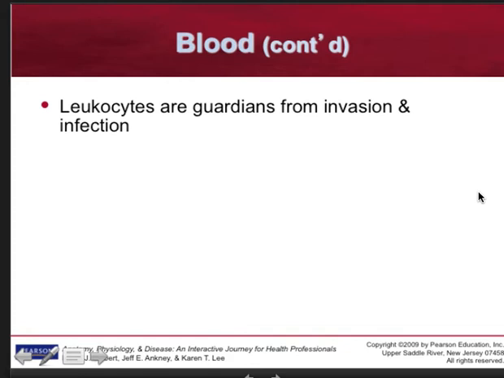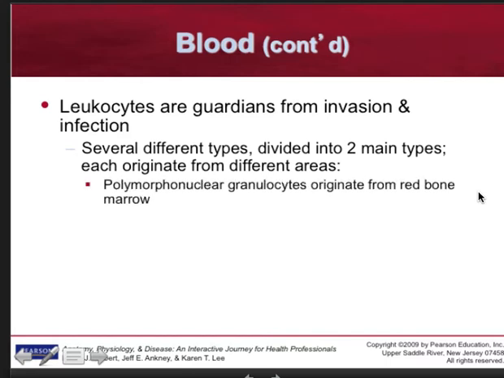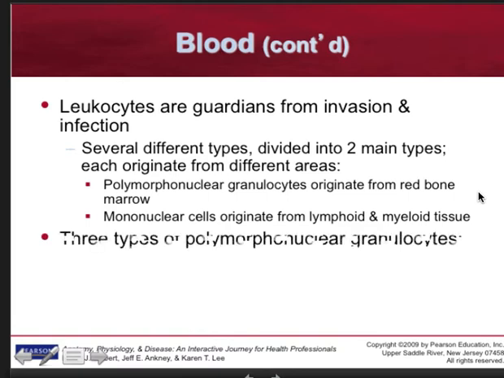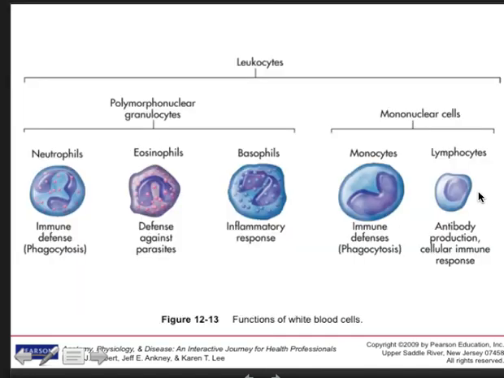Leukocytes guard us from invasion and infection by pathogens, and there's several different flavors. They each originate from different areas. Polymorphonuclear granulocytes come from red bone marrow. Mononuclear cells come from lymphoid and myeloid tissue. And there's three types of polynuclear granulocytes: neutrophils, eosinophils, and basophils. And you might wonder, well, what's the big deal about granules?